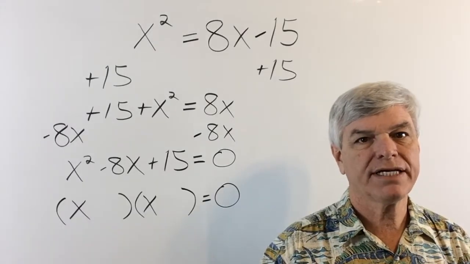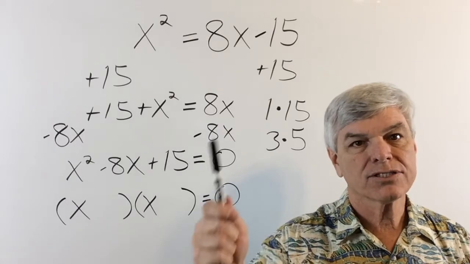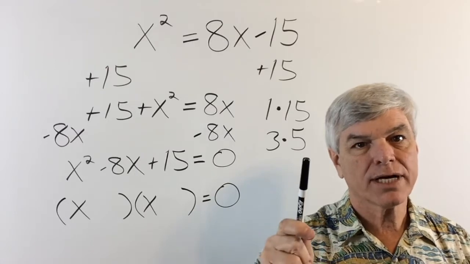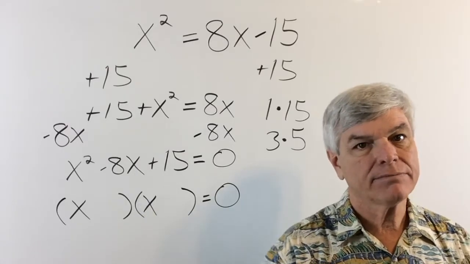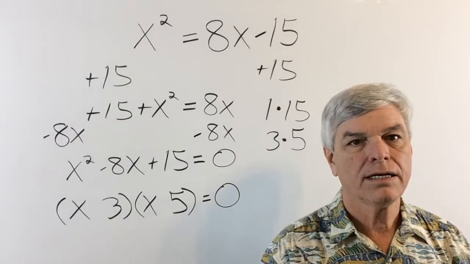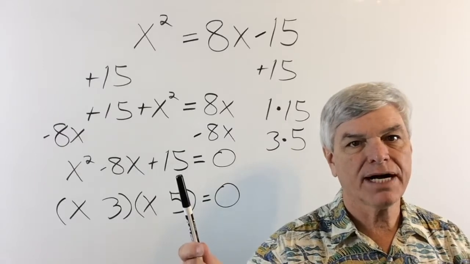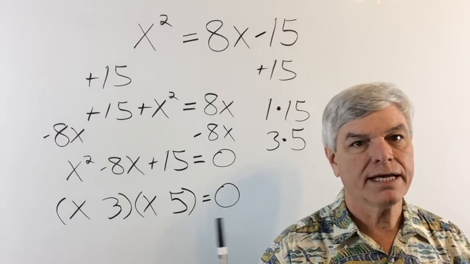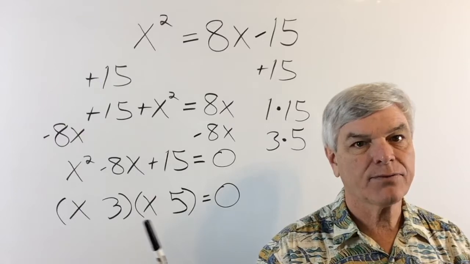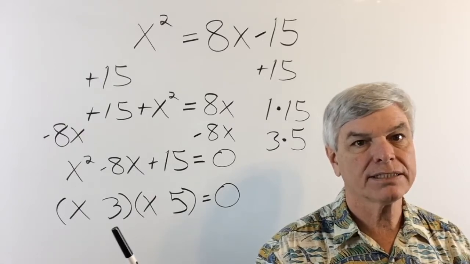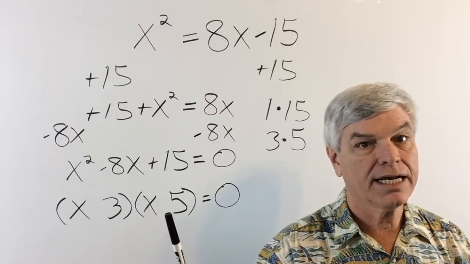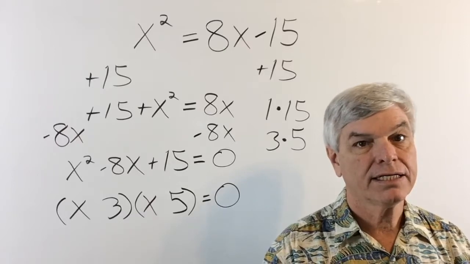Good, and let's tear that 15 apart. Can I add or subtract 1 and 15 to get to 8? I don't think so. Can I add or subtract 3 and 5 to get to 8? Yeah, I can add them together to get to 8, so let's do that. Okay, and let's figure out our signs. We have a positive 15, which means we have a positive 3 times a positive 5, or we have a negative 3 times a negative 5. Well, plus 3 and plus 5 does not equal negative 8. Negative 3 and negative 5 equals negative 8.